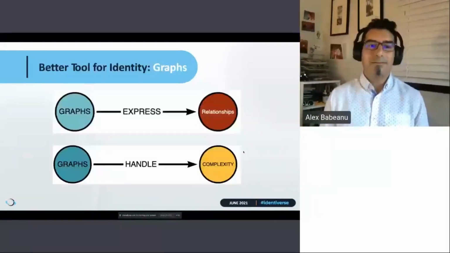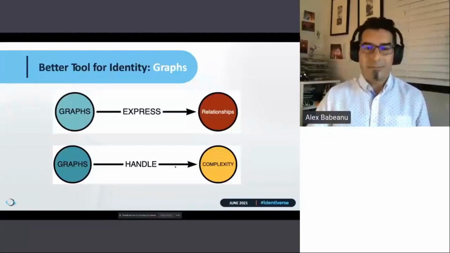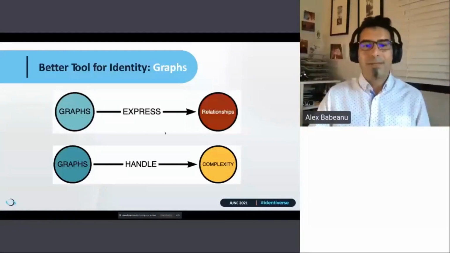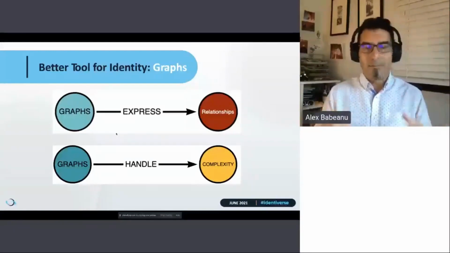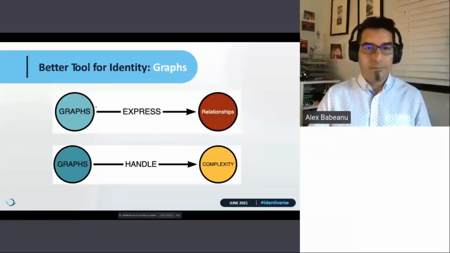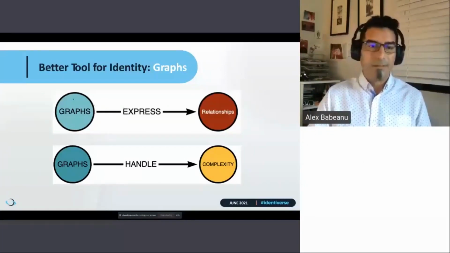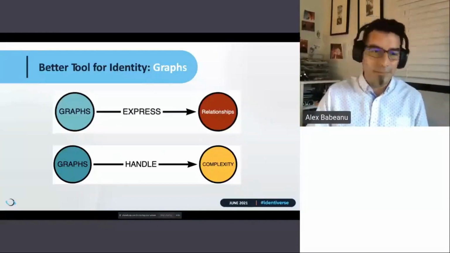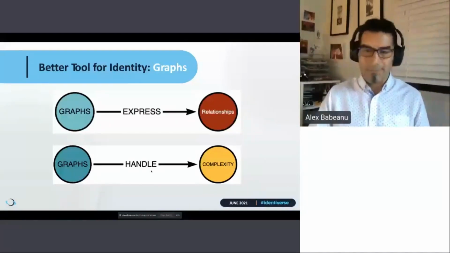So what are graphs? Graphs express relationships. Graphs handle complexity. These are two simple examples of two really basic graphs. They are simple graphical representations made of two elements, nodes and relationships, arrows. The nodes are labeled with nouns generally, and the relationships are labeled with verbs. So that makes them really easy to read. Graphs express relationships, graphs handle complexity.